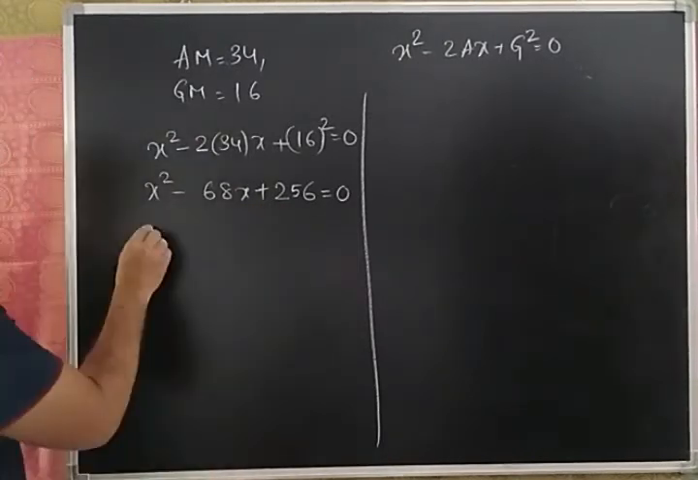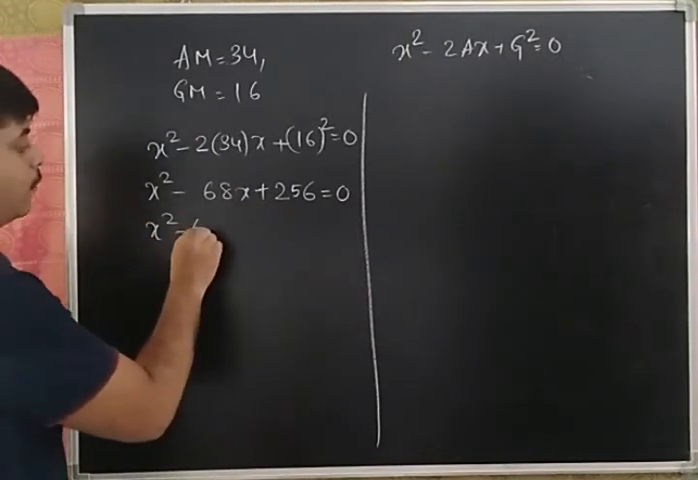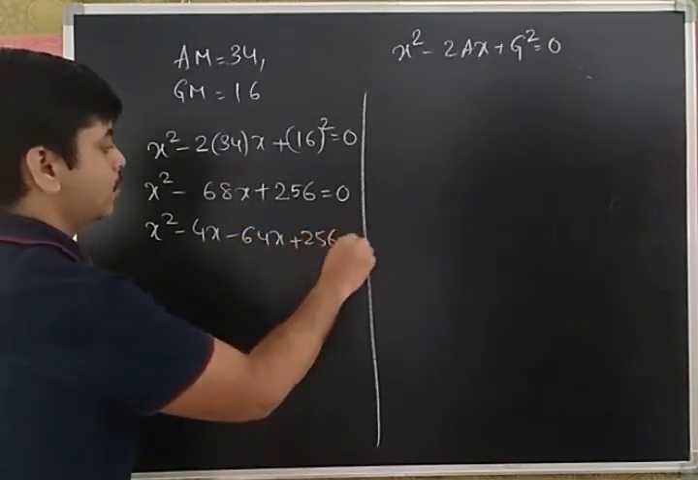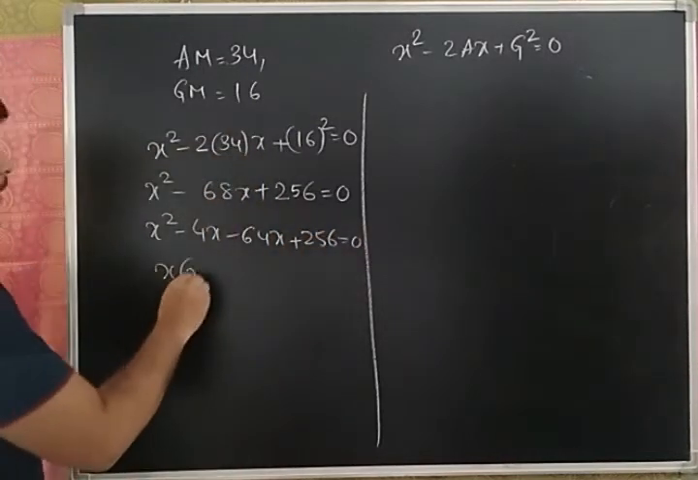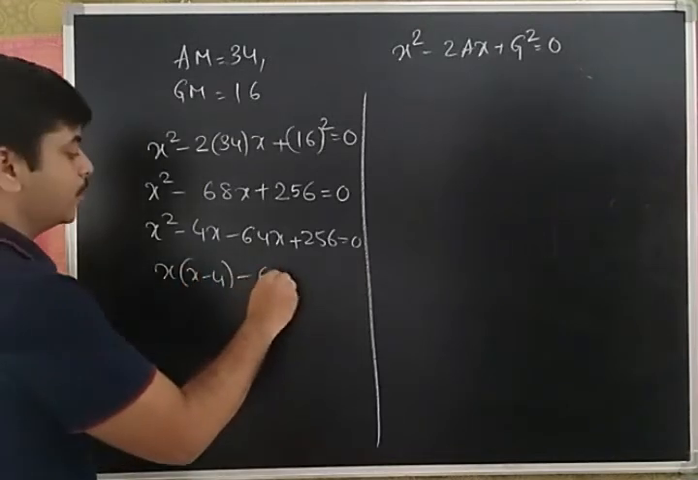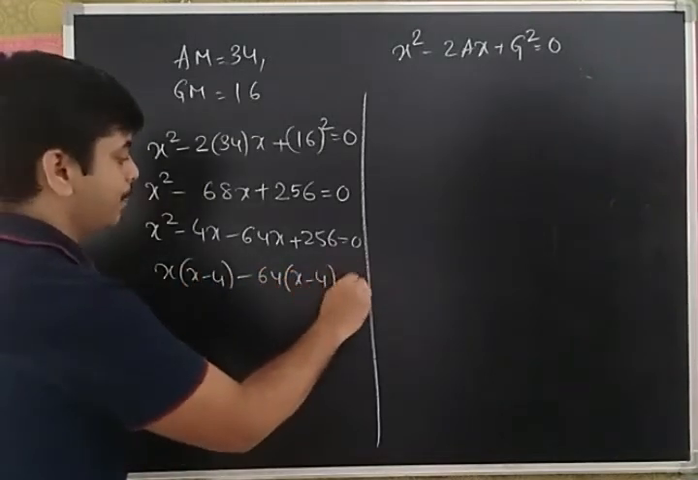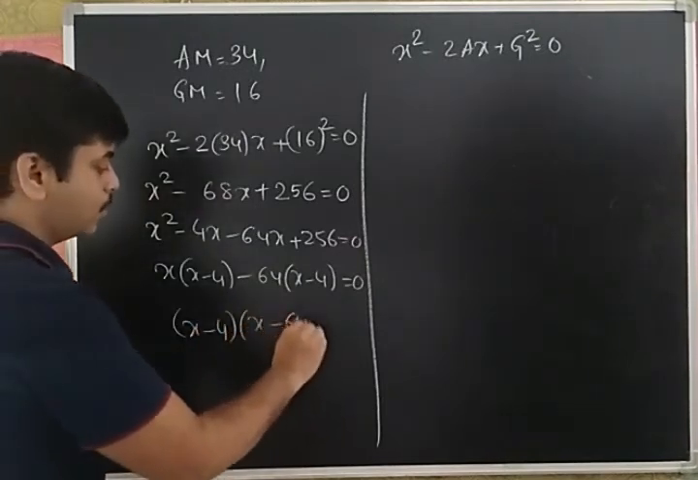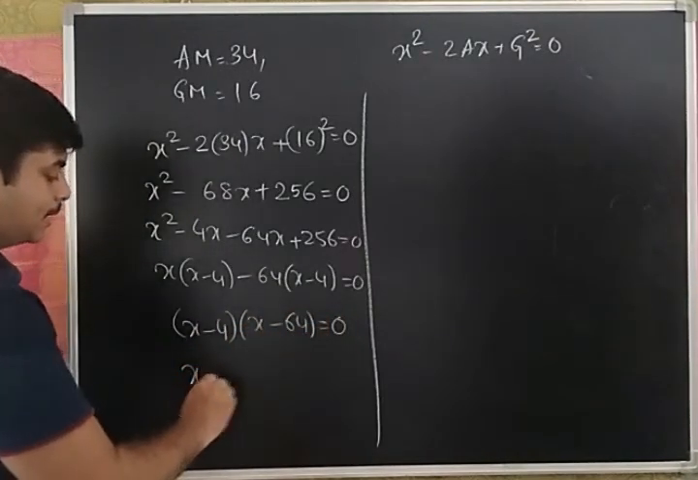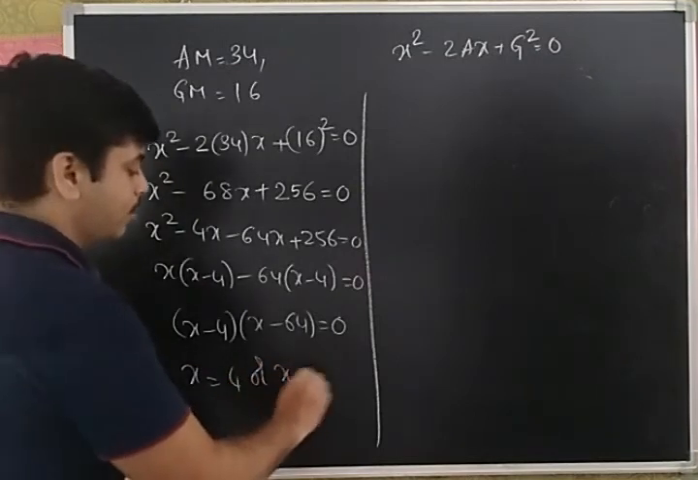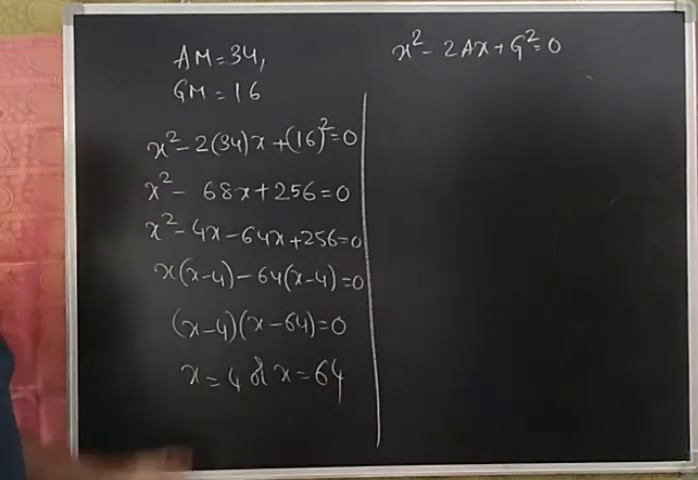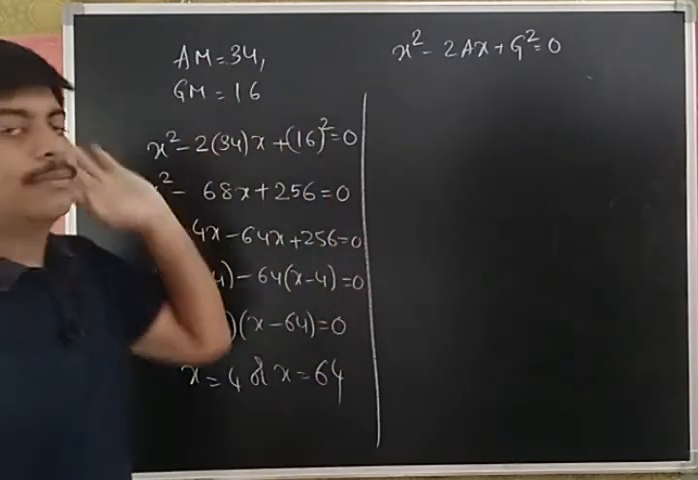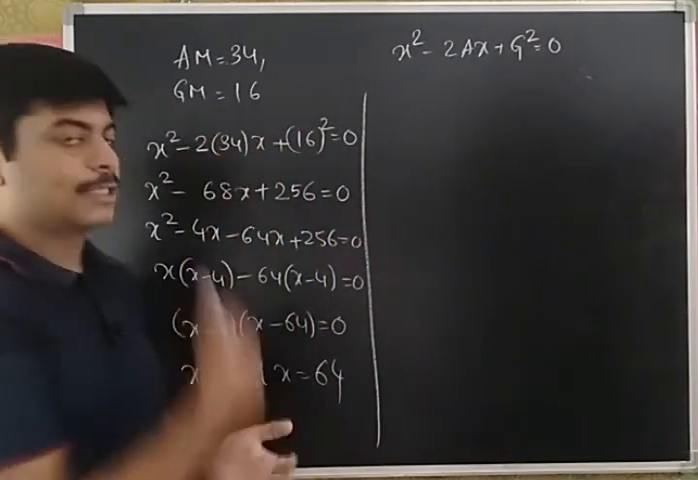So we can write this as x square minus 4x minus 64x plus 256 equal to 0. So x into x minus 4 minus 64 into x minus 4 is equal to 0. And x minus 4 into x minus 64 equal to 0. So you get the numbers as x equal to 4 or x equal to 64. So the numbers are 4 and 64, whose geometric mean is 16 and arithmetic mean is 34. You can cross check that.